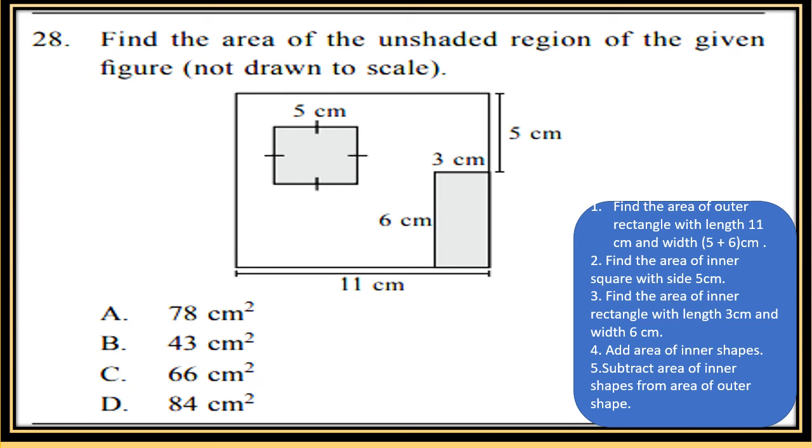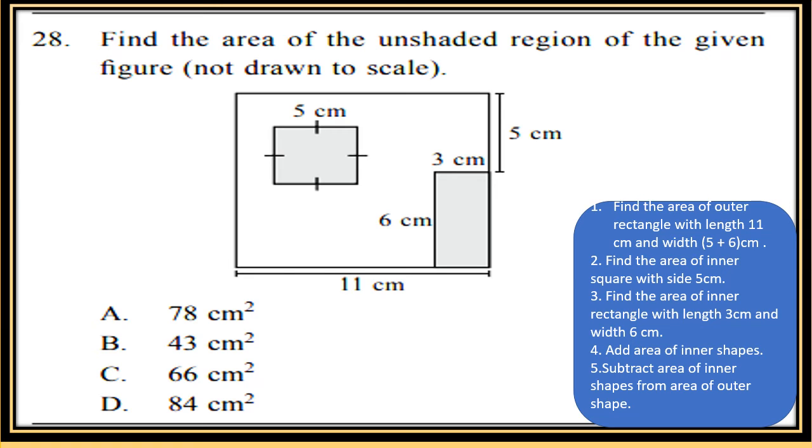Find the area of the unshaded region of the given figure, not drawn to scale. Now you have to find the area of unshaded region. In order to find it, first we have to find the area of the outer rectangle, for which we need the length and breadth. So length is 11 centimeter and width is 5 centimeter plus 6 centimeter.